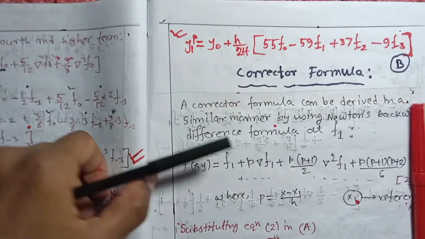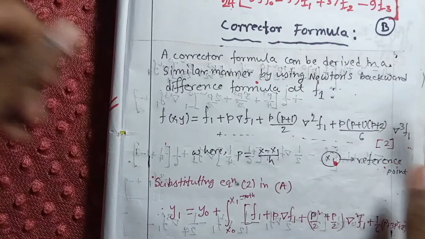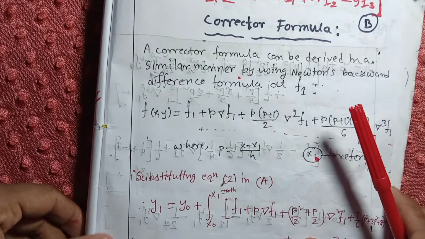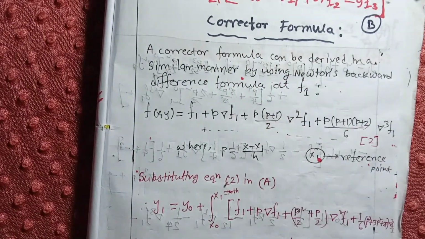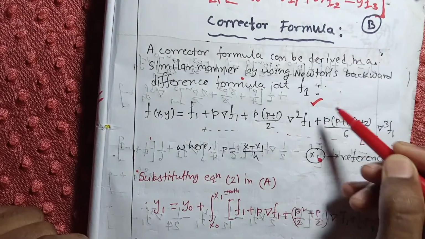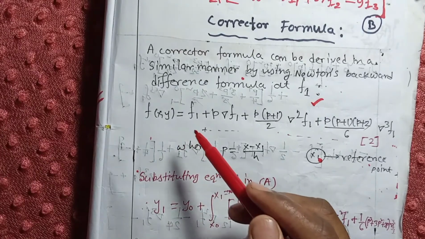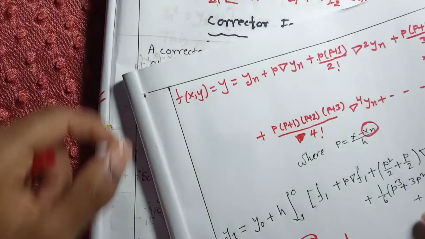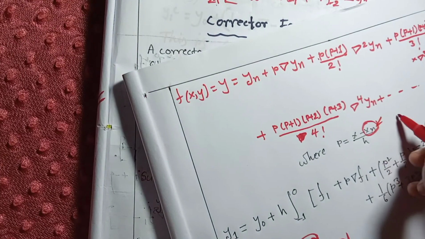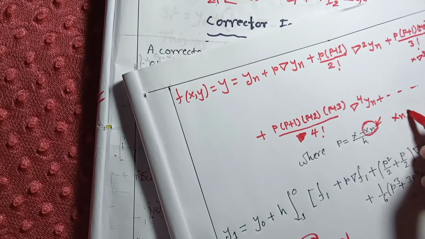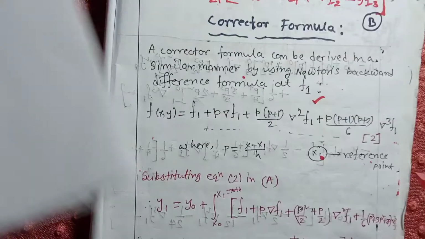Now we talk about the corrector formula. A corrector formula can be derived in a similar manner by using Newton's backward difference formula at f1. For f1 we can write Newton's backward difference formula at x instead of xn equals x1, our reference point at x1.